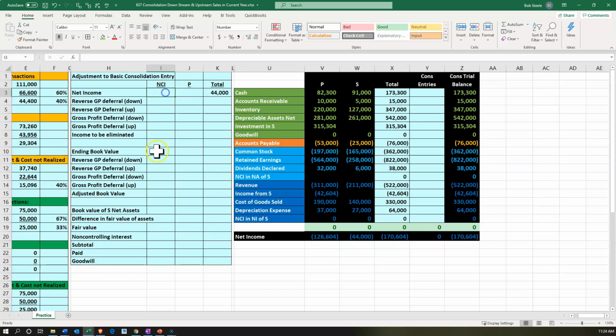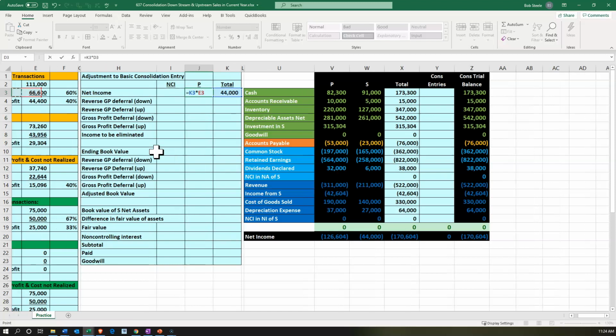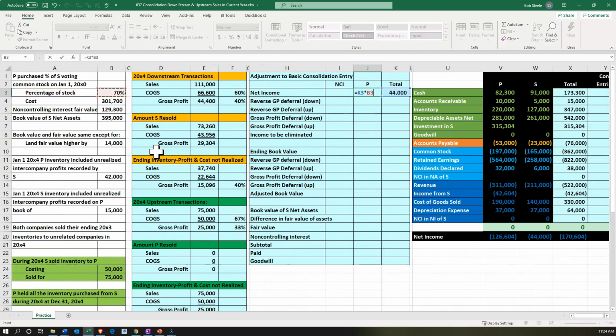So then I'm going to break this out, and the parent portion of that is going to be that times 70%, sorry, 70%. And then the non-controlling interest, you could subtract these two out, or you could say this is going to be this times, I'm going to use this percentage, 1 minus the 70% or 30%. So there we have that, and obviously these two then adding up to the 44,000.